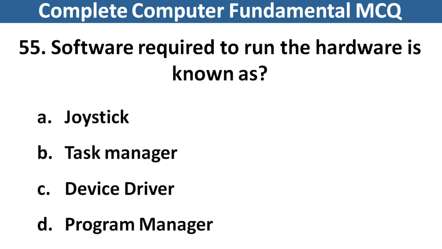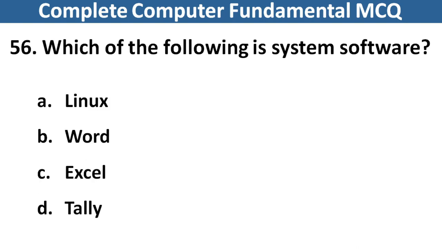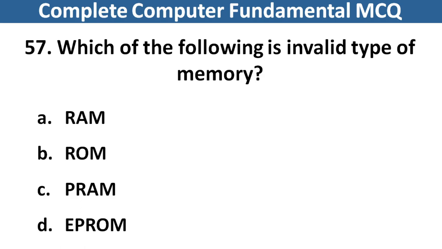Next question. Software required to run the hardware is known as. Right answer is option C, device driver. Next question. Which of the following is system software? Right answer is option A, Linux. Next question. Which of the following is invalid types of memory? Right answer is option C, PRAM.